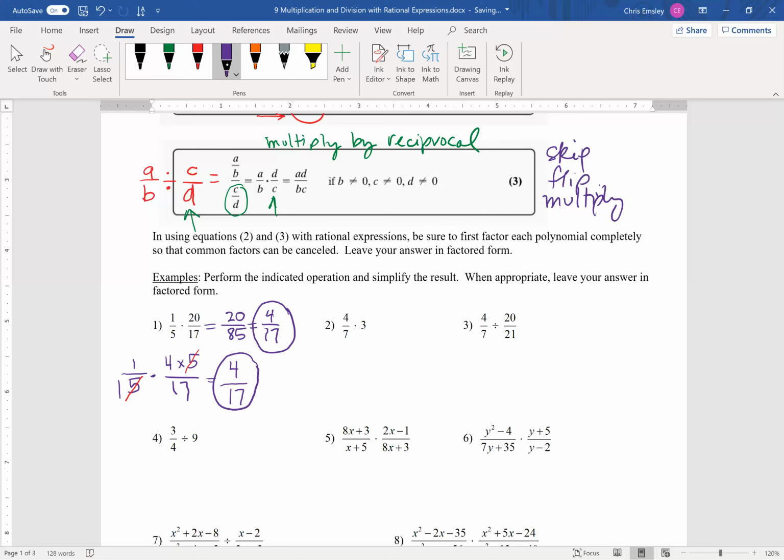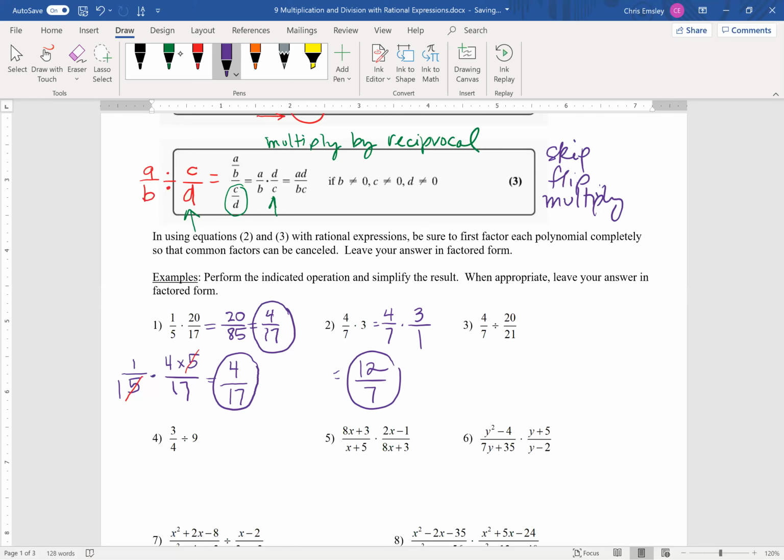Number 2, we have a fraction times a whole number. What we need to remember here is that anytime we have a whole number, it can be written as a fraction. It's just that whole number over 1. So here we have 4 times 3 for our numerator, that's 12, and 7 times 1 for our denominator, that is 7. It's okay just to leave that as an improper fraction. We don't need to write it as a mixed number.